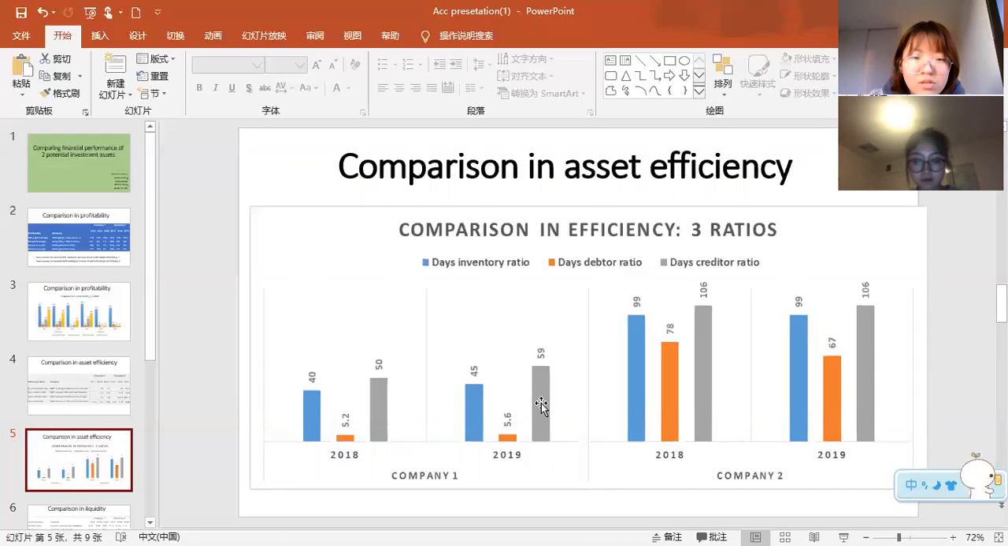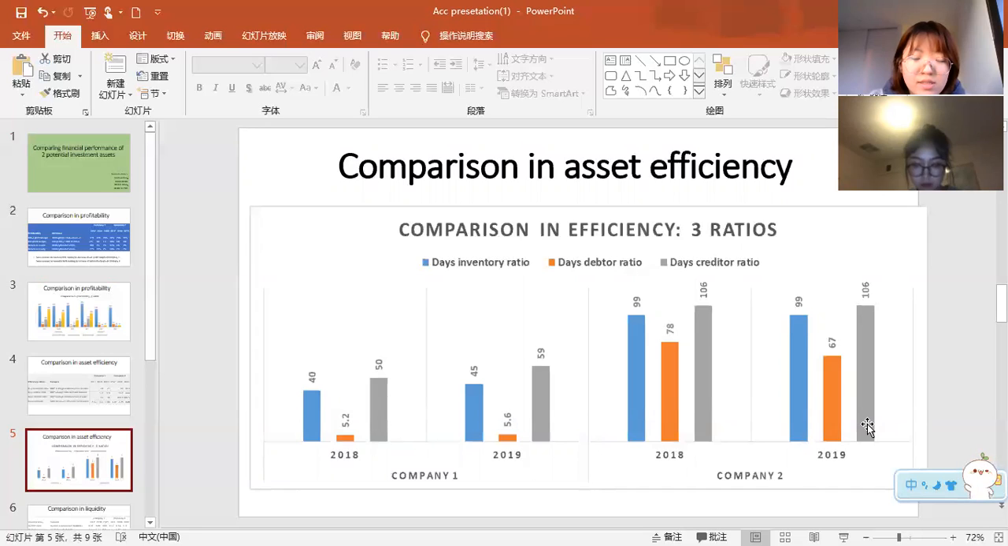Company one took 50 days to pay its creditors. It's shorter than 106 days of company two. It's good for maintaining its long-term relationship with suppliers.